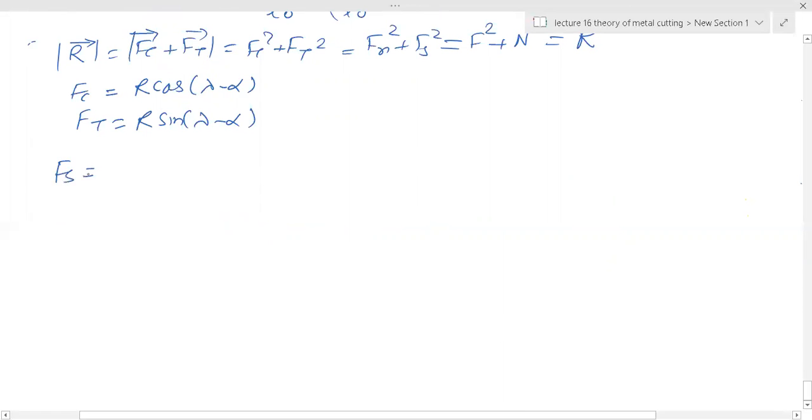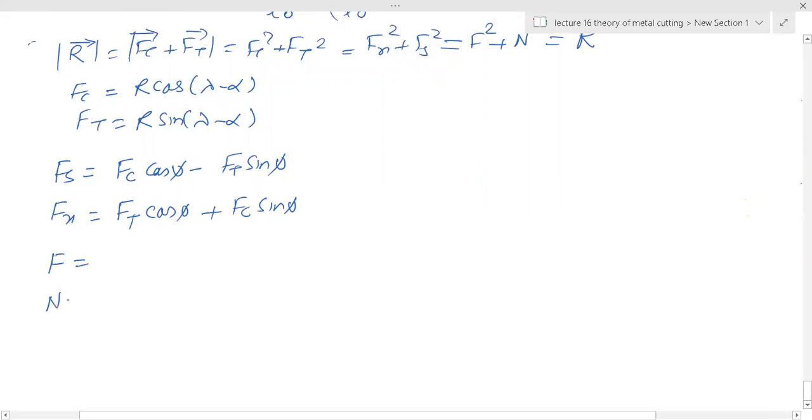Fs is equal to Fc cos phi minus Ft sin phi. Then Fn will be equal to Ft cos phi plus Fc sin phi. Am I right? Fc cos phi minus Ft sin phi.